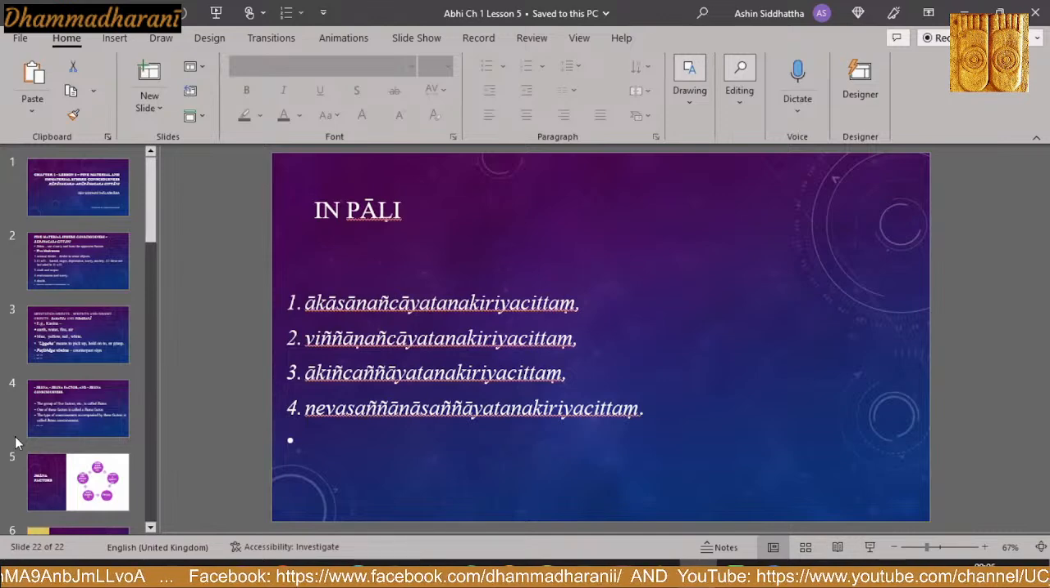For resultant, immaterial, the last lesson of the first chapter. After the last lesson, you will get the exercise for the whole chapter.